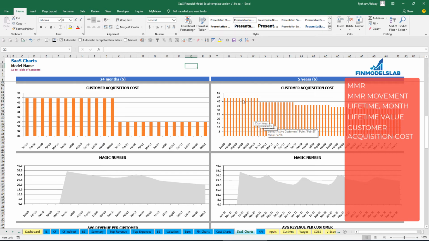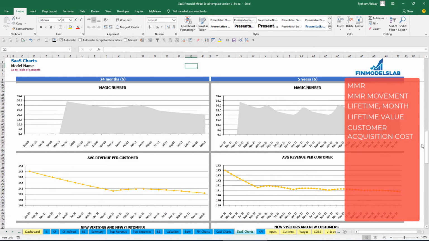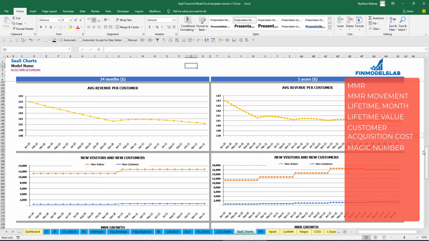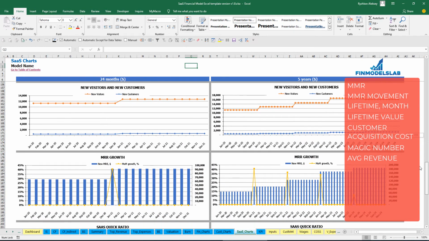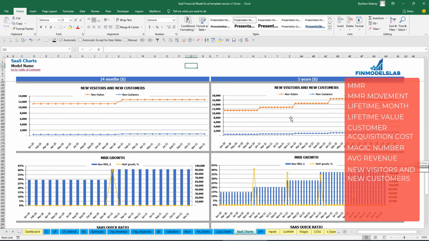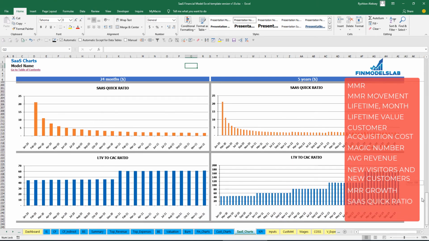For example, in this particular chart you may see that your customer acquisition cost is going down, which is good for your business. The magic number, which shows you the efficiency of your marketing costs in terms of the acquisition of new bookings. The average revenue per customer by months, new visitors and customers, which will show you how your funnel conversion rates work. The MRR growth in dollar amount and month-over-month growth percentage. The SaaS quick ratio, which shows you the ratio between new MRR and churned MRR.